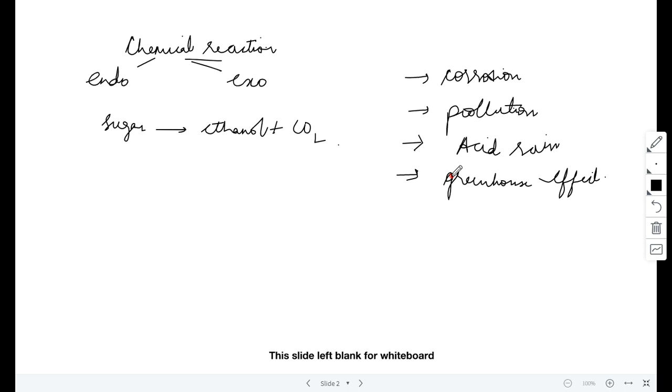Now, can you tell me what is conservation of mass during a chemical reaction? Conservation of mass is that the total mass of the reactants is equal to the total mass of the products, right? Suppose you add some chemical X with chemical Y and you make chemical Z. What happens? The mass of these two reactants will be equal to the mass of the product, right?